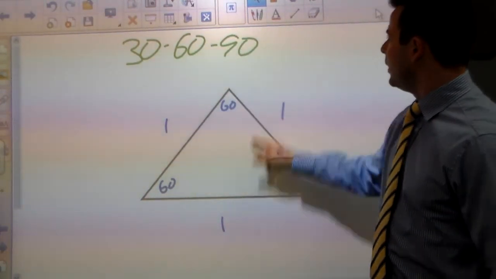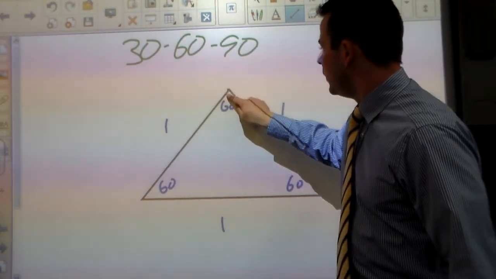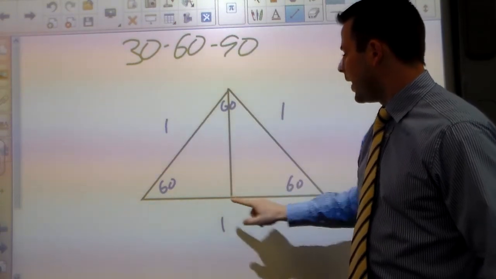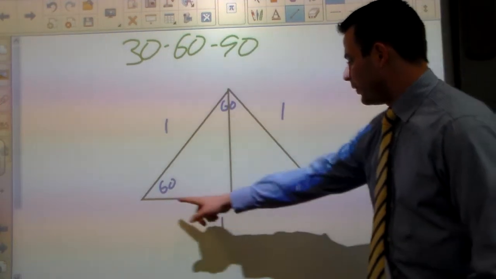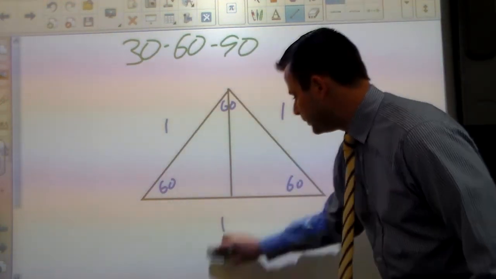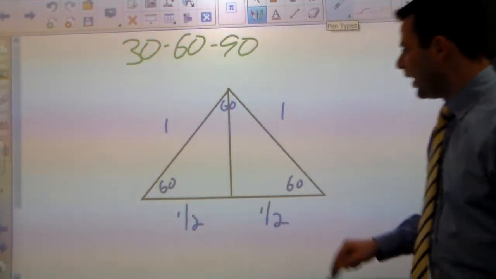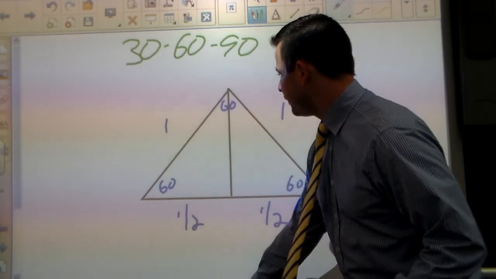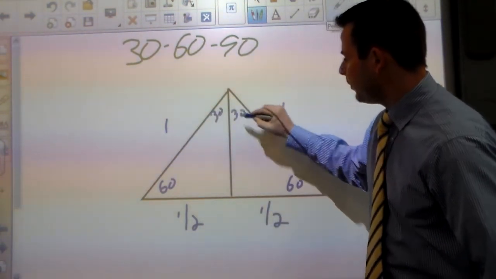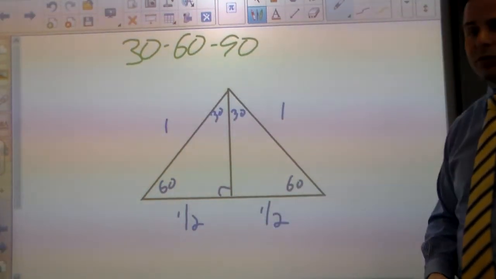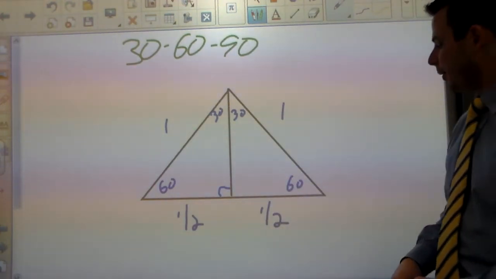Okay, let's drop a perpendicular bisector, which bisects the angle and the side, because it serves as a median to the triangle. So now if this whole line was 1, we just cut this in half, and now we have 1/2 as each of these sides. Also, we cut this angle in half, making a pair of 30, 60, 90 right triangles. So now we can find the height of this triangle using the Pythagorean theorem.